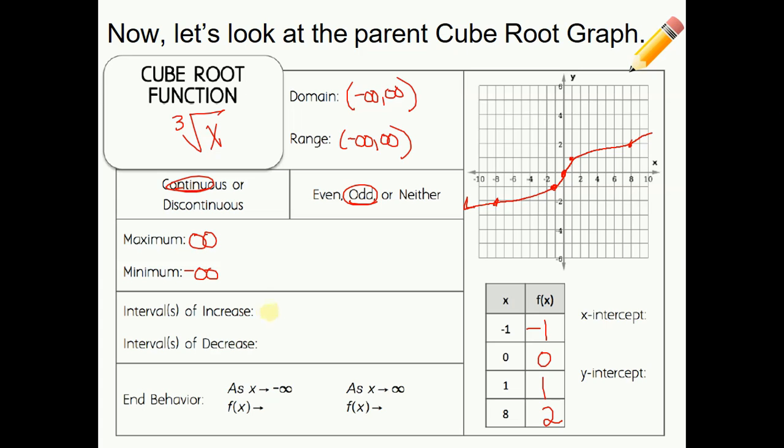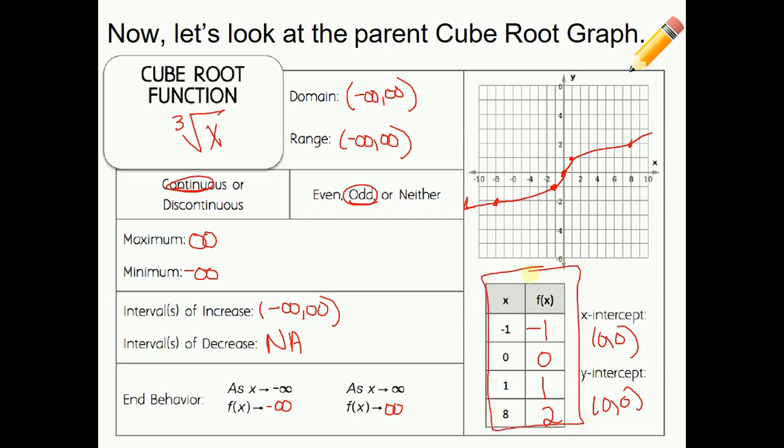Intervals of increasing. Well, it looks like I'm increasing the entire time, right? Left to right, keep going up. I never decrease. So as I go to -infinity, it looks like my y values are going to -infinity. And as I go up to infinity, I'm going to infinity as well. Main thing, x-intercept 0, 0, y-intercept 0, 0. Main thing, again, we're going to want to remember this parent table right there.